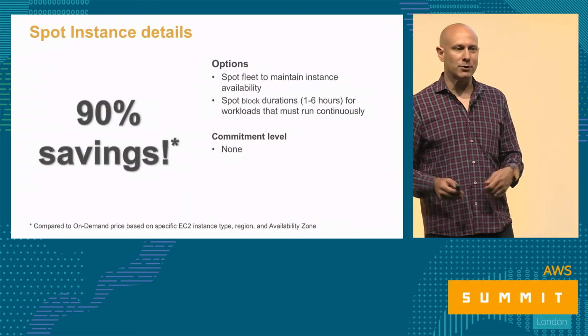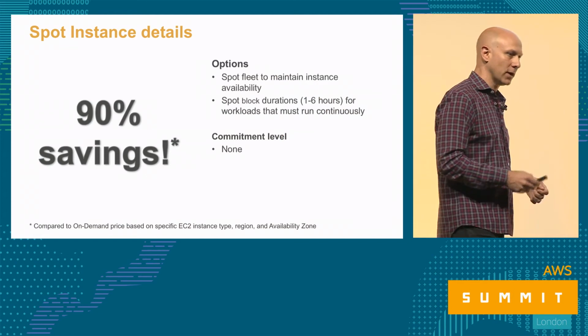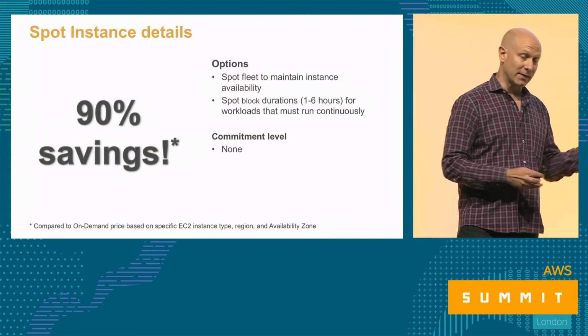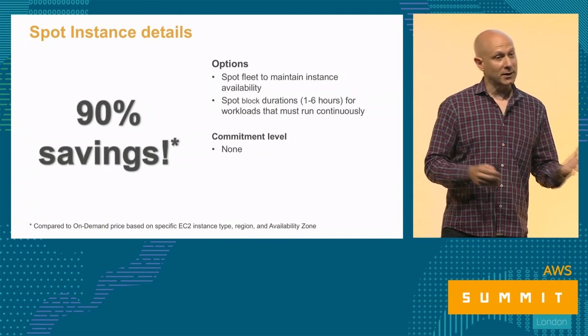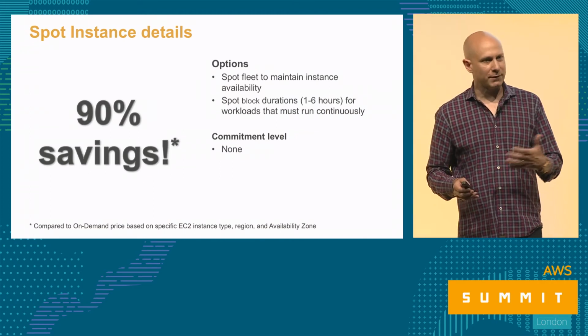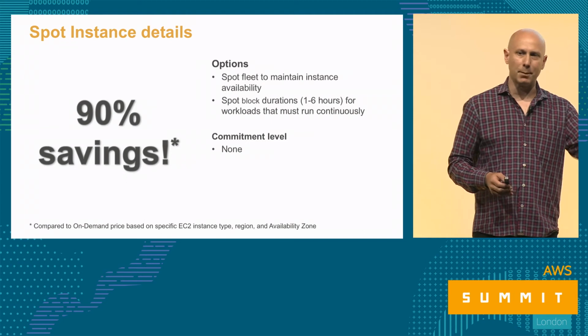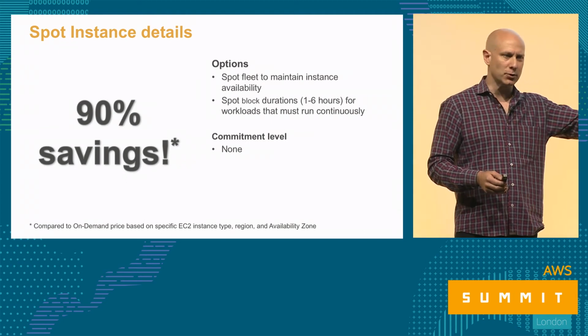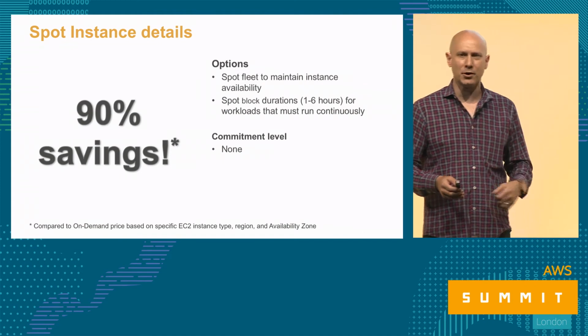So spot, as I mentioned, can be up to a 90% off savings compared to the on-demand price, so that's significant. And that's even greater than the RI savings, and it doesn't require any commitment. This is great for your elastic workloads that are going to scale up and down significantly, where you don't have a baseline of consistent use over a 1 or 3-year period, so you're not going to want to make that commitment.